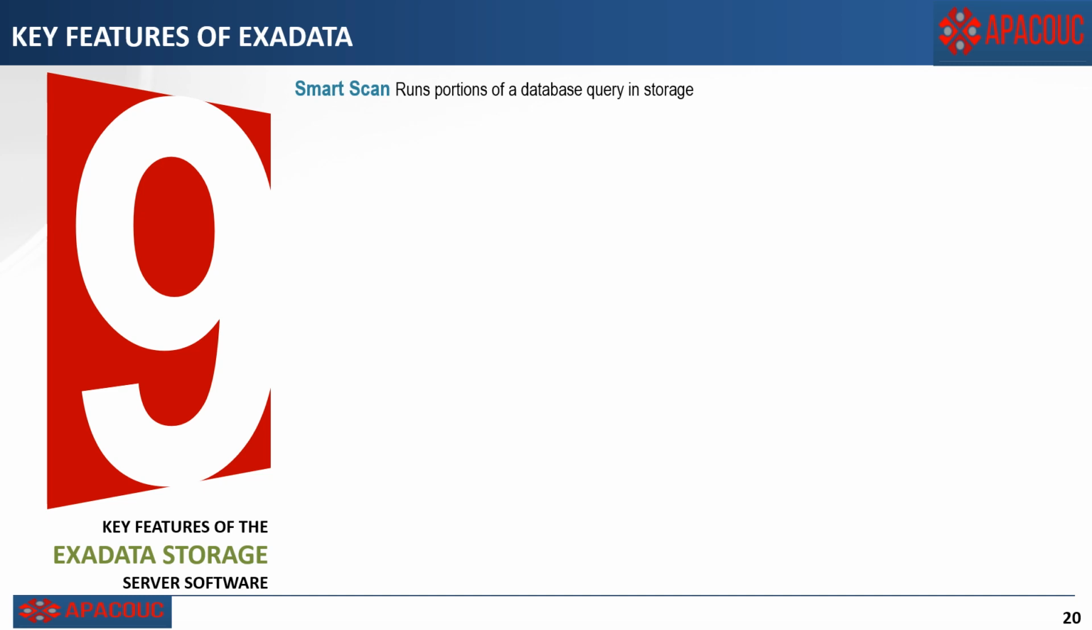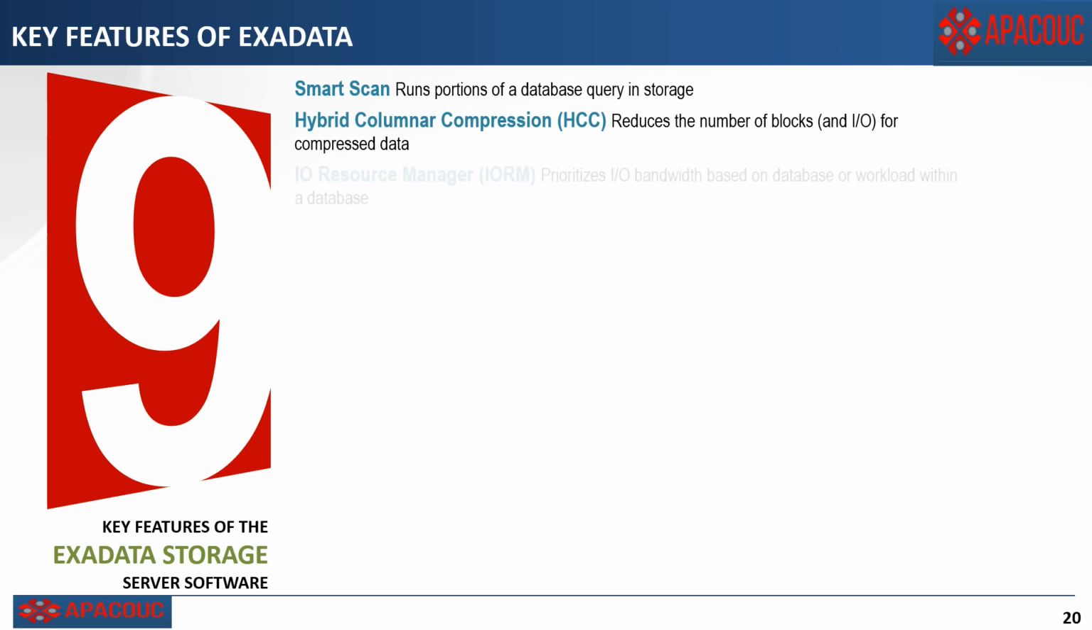Key features of Exadata storage server software: Smart Scan, which means that most of the work is done on the cell server. Hybrid Columnar Compression, which reduces the number of blocks for compressed data by dividing the data into columns instead of rows. And when having column compression, it means that the values will have the same data type, and there may be more duplication. That's why the compression is high.